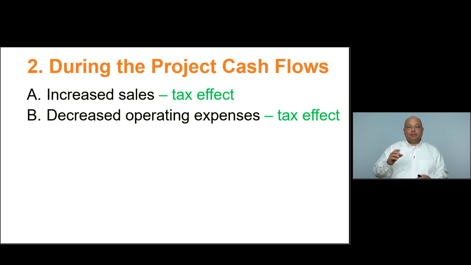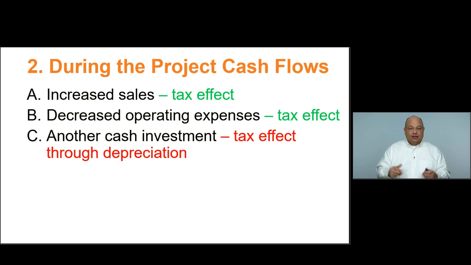A third possible cash flow, which doesn't always happen, is another cash investment. It's possible that at year 3 we have to make a secondary investment, a large capital expenditure or something like that. If we do, in whatever year we have this additional cash investment, it's a cash outflow, and the tax effect of this cash outflow is going to be, again, through depreciation.